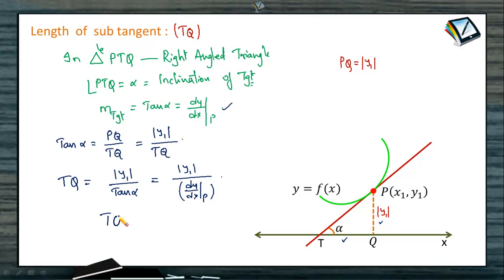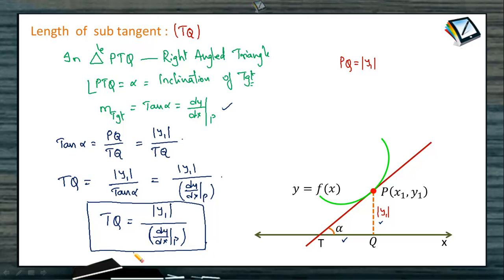So are we able to calculate TQ in terms of the ordinate y1 by the derivative of the function at the point P, that is dy by dx at P, right? Once we know the curve and a point on the curve, can we calculate both the values on the right hand side? Once we know a point, we know the ordinate. Once we know the curve, we can differentiate, and at the known point P, we can find the value of the derivative, which also represents the slope of the tangent. So are we able to calculate the length of projection of tangent on x-axis, that is subtangent length, right? Subtangent length is modulus of y1 by the derivative of the function at the point P.